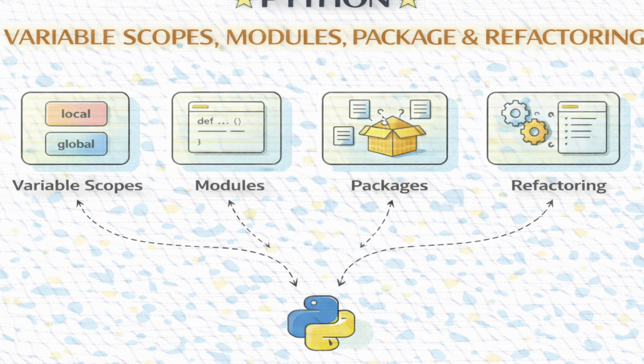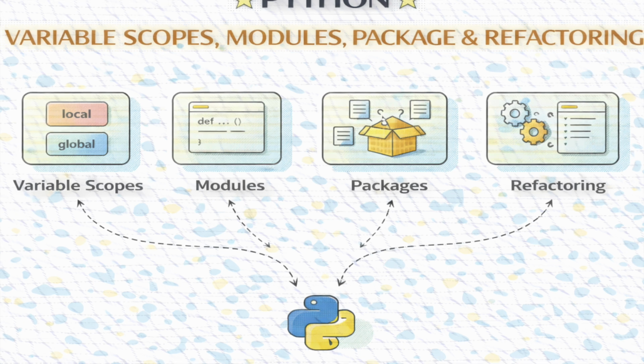That's a great analogy. And then finally, the widest scope. The air we all breathe. The built-in scope. These are the names that are just always there. Things like print, input, len. The foundational tools the language gives you.